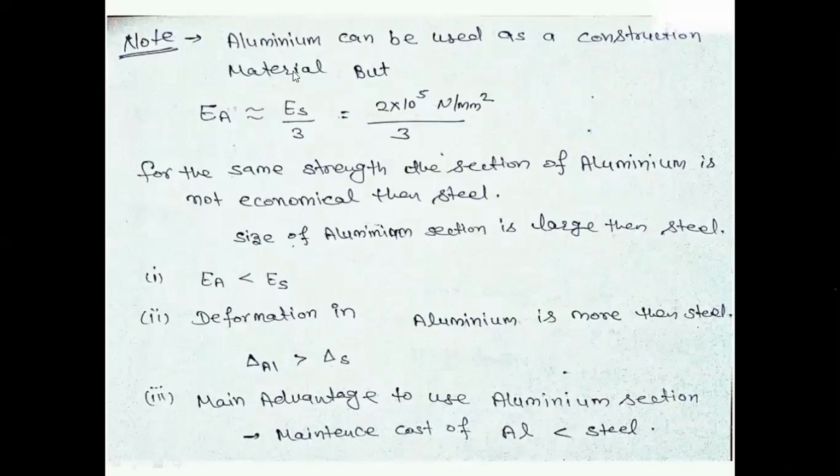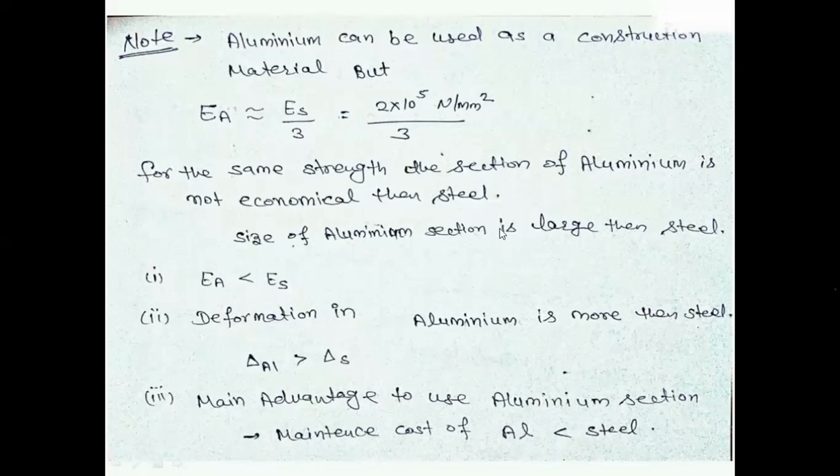See, one important point I would like to show you. Even aluminum can be used as a construction material. So why are we not preferring aluminum much? Because aluminum is also a ductile material, isn't it? But why are we not preferring it? Because if you compare the Young's modulus of steel with aluminum, the Young's modulus of steel is 3 times more than aluminum. Very, very important for competitive exams. Aluminum has a very low Young's modulus, so it is not used for carrying heavy loads.